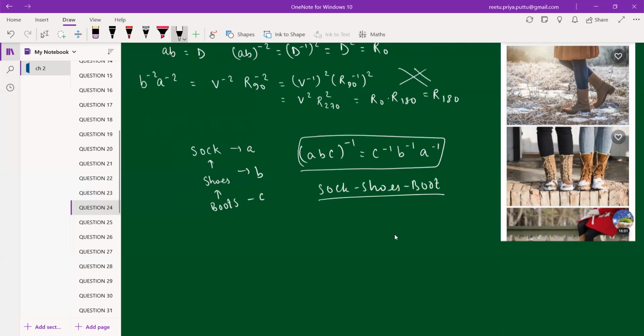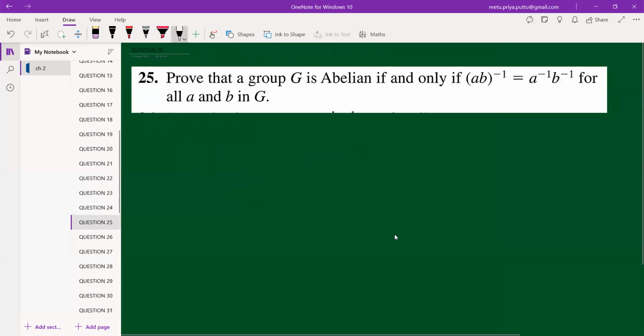I hope this was an interesting question for you to learn something new and different, a name for the property. So next, let us move on to the 25th question.